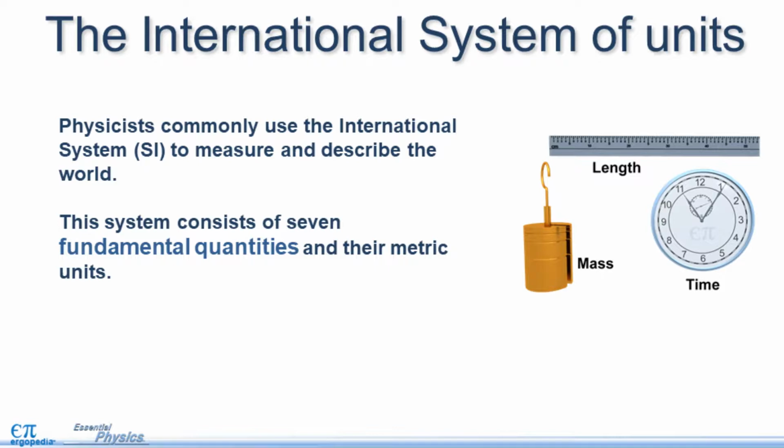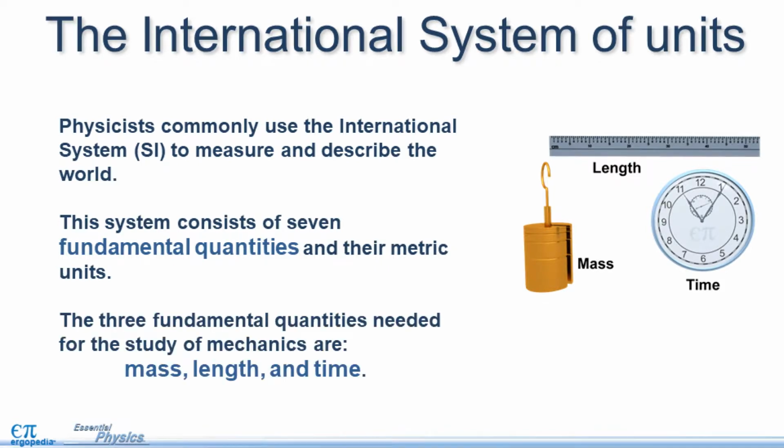Physicists commonly use the International System, or SI, units to measure and describe the world. This system consists of 7 fundamental quantities and their metric units. The 3 fundamental quantities needed for the study of mechanics are mass, length, and time.